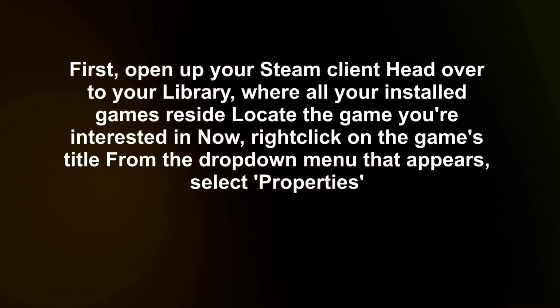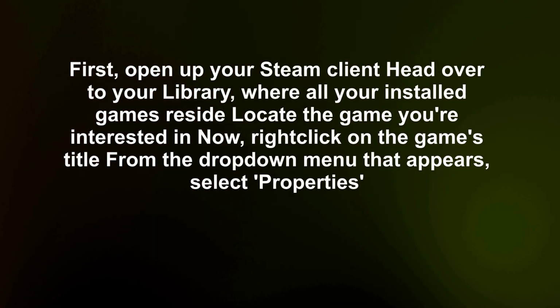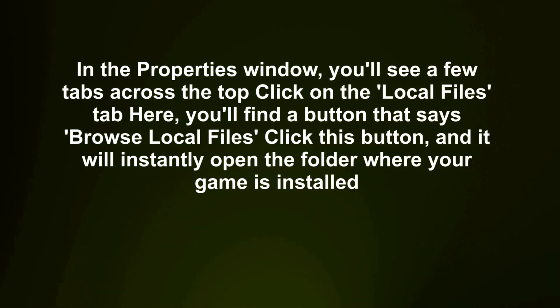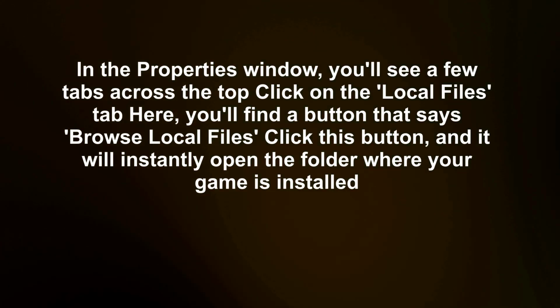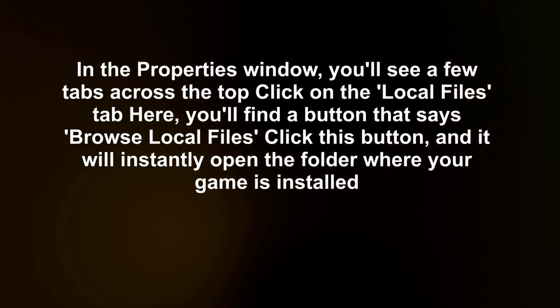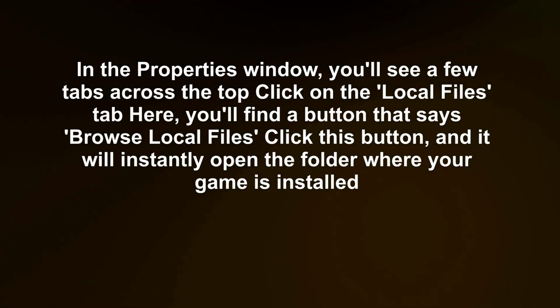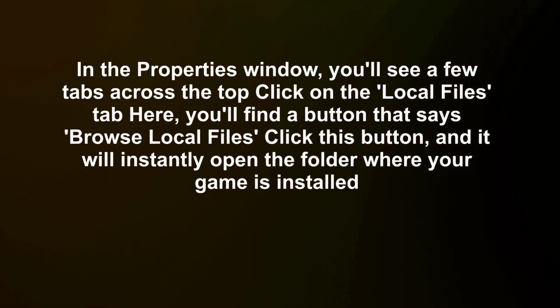Locate the game you are interested in now. Right-click on the game's title. From the drop-down menu that appears, select Properties. In the Properties window, you'll see a few tabs across the top. Click on the Local Files tab here. You'll find a button that says Browse Local Files. Click this button, and it will instantly open the folder where your game is installed.